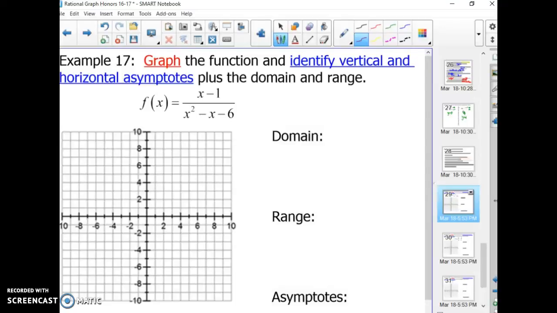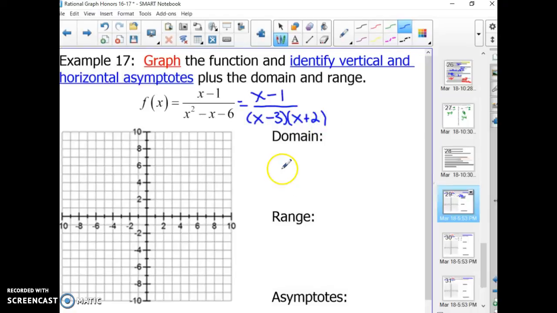All right, it wants us to graph the rational function and identify the vertical and horizontal asymptotes plus the domain and range. So first thing when I see stuff like this, I want to factor. The top's taken care of. The bottom's going to factor into an x minus 3 and an x plus 2. This is what I know.